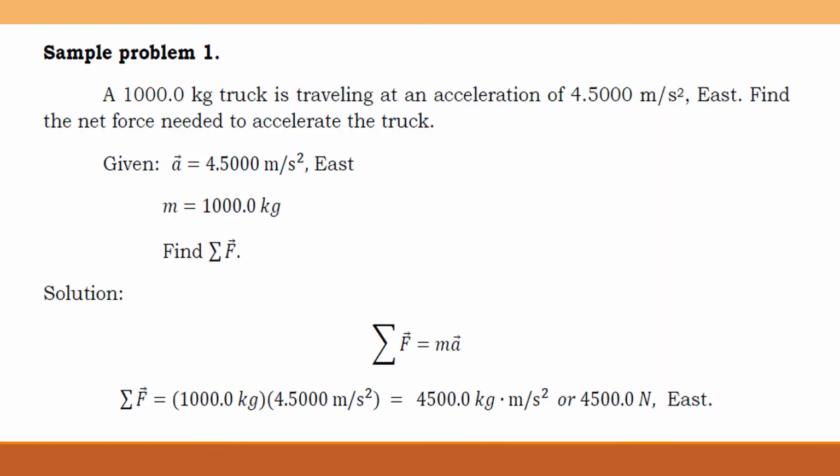Okay, let's have a sample problem. Sample problem number 1. A 1,000 kilogram truck is traveling at an acceleration of 4.5 meter per second squared east. Find the net force needed to accelerate the truck. Okay, so first we have to find the given. One of the given is 1,000 kilogram, that is m or mass. And another given is 4.5 meter per second squared east. This is the acceleration. So what is missing is the amount of force, which you are asked to find.